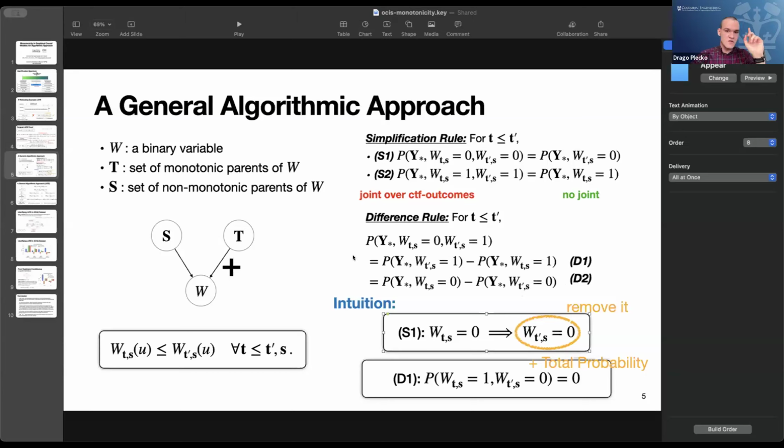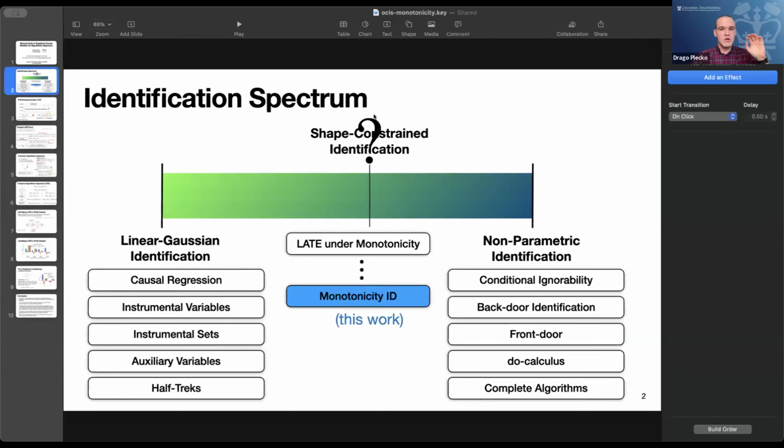Yes, so this is an important clarification. The approach that we have here is completely nonlinear, so we're not assuming linearity. We're only assuming monotonicity. So going back to the spectrum of identification, we have the non-parametric setting and the linear Gaussian setting, and we're somewhere in between. We're not placing assumptions on the functional form. We're only assuming monotonicity along these specific edges.